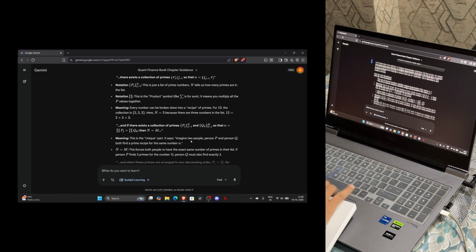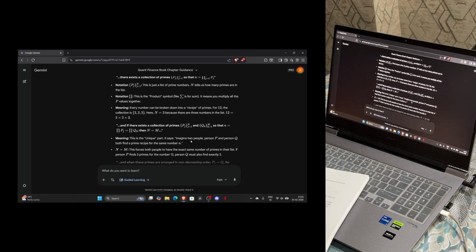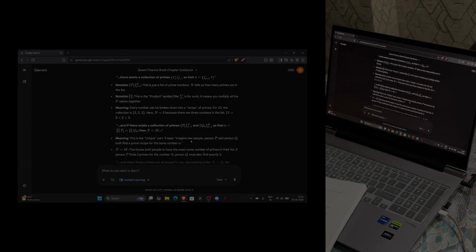Next up are integers, where negative numbers enter formally and the structure becomes even more interesting.